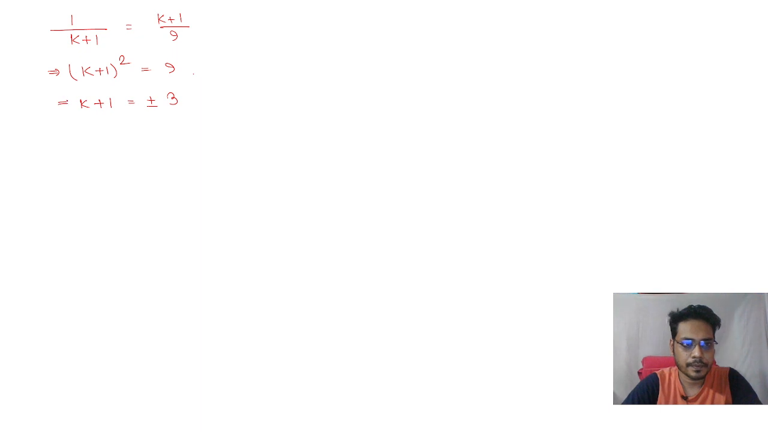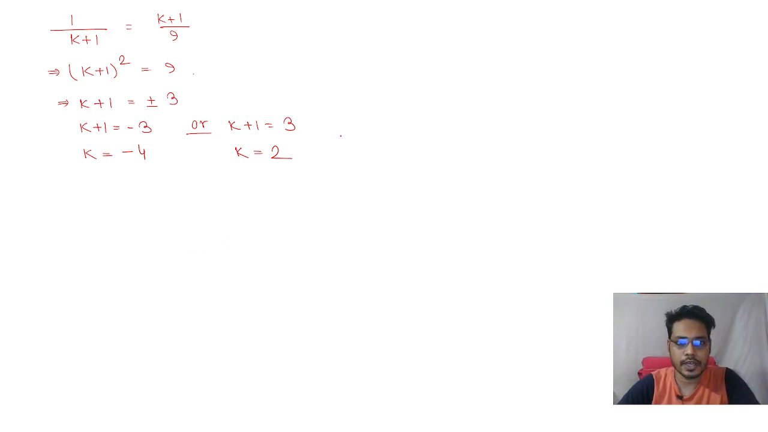So here what is given, 1 by k plus 1 is equal to k plus 1 by 9. So from here we can say k plus 1 into k plus 1, so k plus 1 whole square is equal to 9. So k plus 1 is equal to plus minus 3. So that means k plus 1 is equal to minus 3, or k plus 1 is equal to plus 3. So k is equal to minus 4, and here k is equal to 3 minus 1, that is 2. So two values are there, k is minus 4 and k is 2.